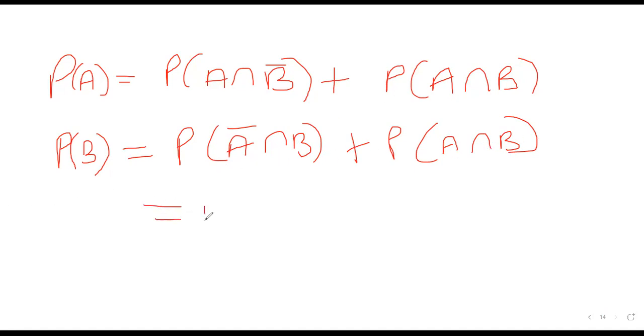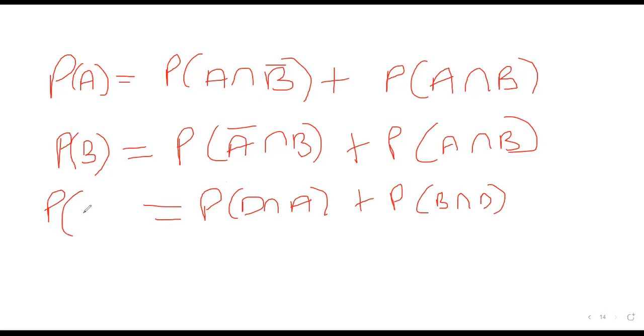So even without giving you the subject, if I have D intersection A plus B intersection D, when I add these two, what letter should I have at this end? Probability of what? The common letter, which is D. All right. Common letter, which is D.